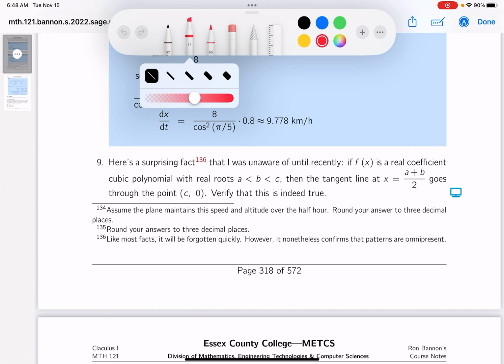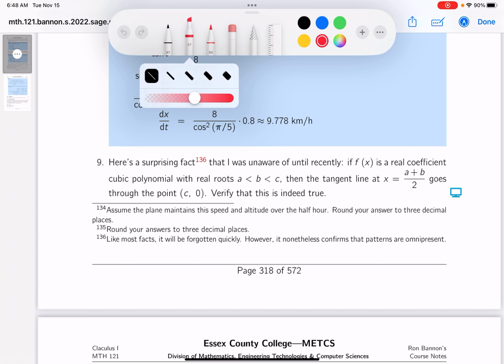Okay, I recently heard about this. It's a surprising fact to me, and I was unaware of it. I'm unaware of many things, but when I'm shown things, I'm often perplexed about the patterns that exist that I didn't know existed before. But let's read the problem to you.